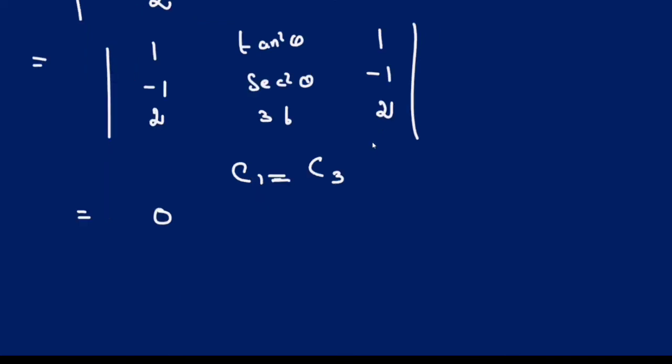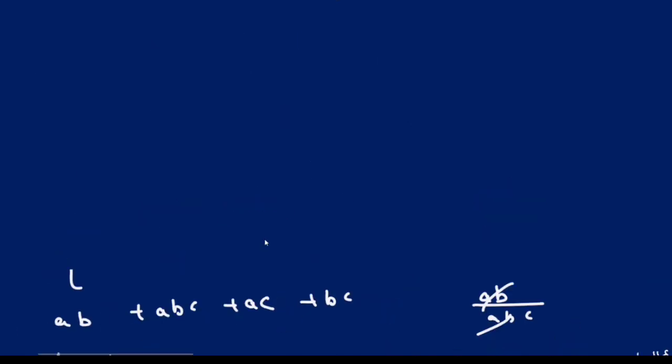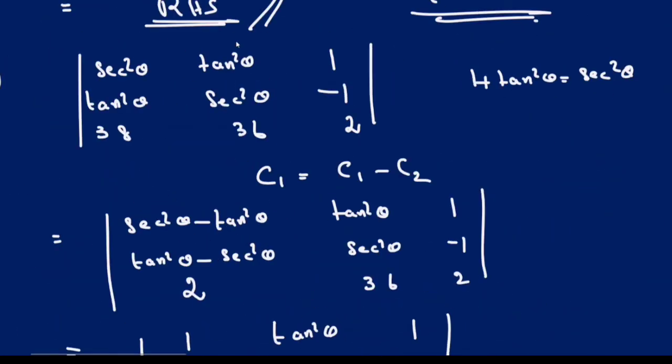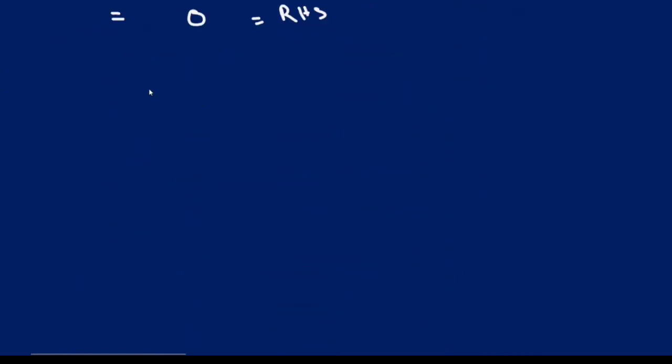But because you know the property, we can always use the property. So it is equal to the right hand side. This is the left hand side. I took the left hand side and we got 0, that is equal to the right hand side. So we have proved. Sixth one.